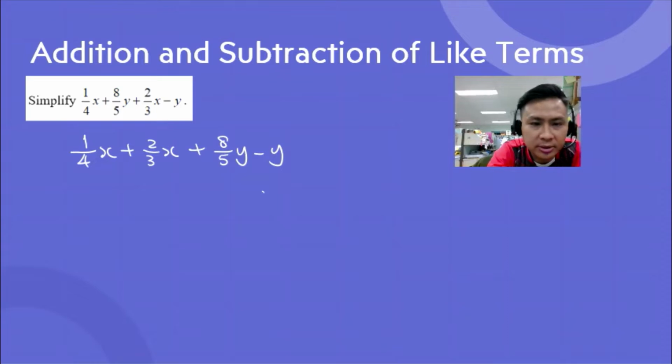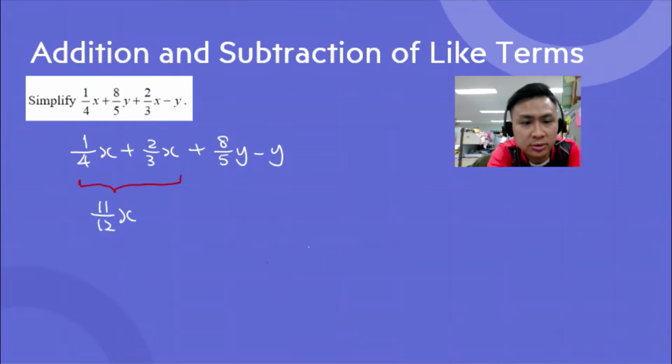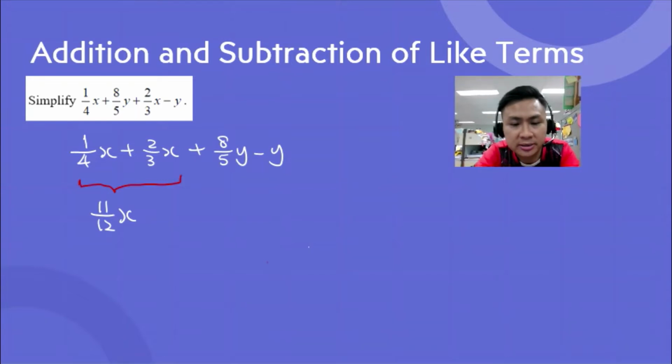Now the next step is we can make use of our calculators to obtain the answers. These two are like terms, the x and x. So we can just add the values accordingly, 1/4 plus 2/3 on our calculators. The result will be 11 over 12. So you just write down 11 over 12. Then please remember to write down the x as well. So it will be 11 over 12 x.